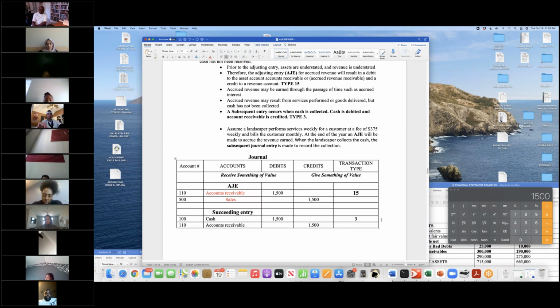That's a 15 and a 3. You've been working on this since day one. We're just saying at the end of the period, it's called an adjusting entry. You debit a receivable and credit sales, and when you collect the cash, the difference is that during the year regularly, all of this is going to be in the year. But in this case, at the end of the year, you won't get the cash until 2018. So you're not getting the cash until 2018, but you have to recognize that revenue in 2017.